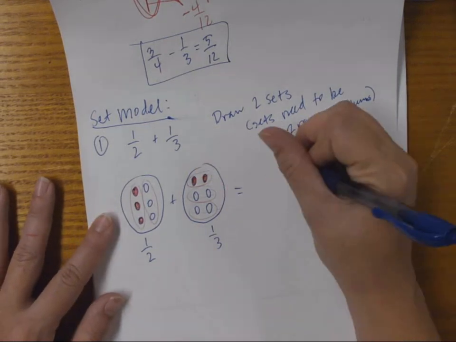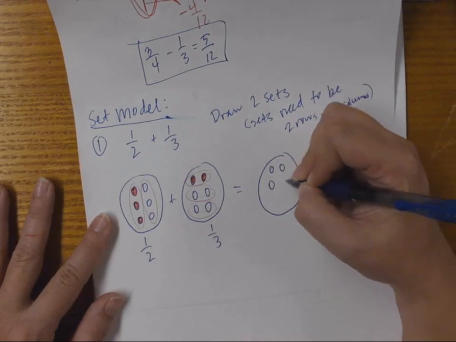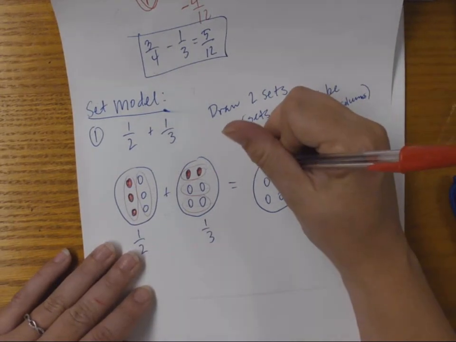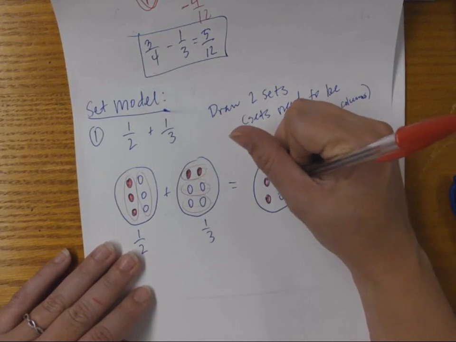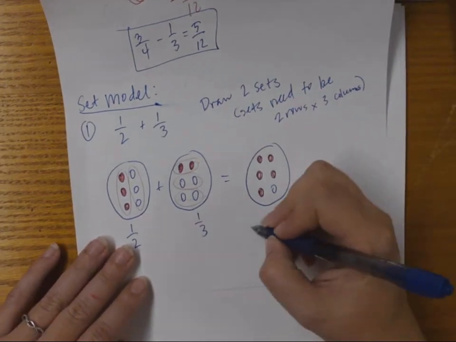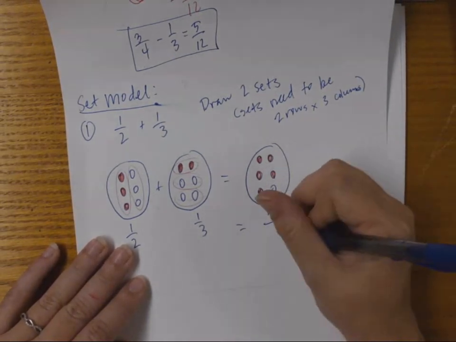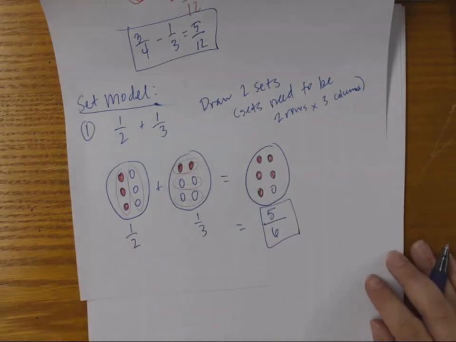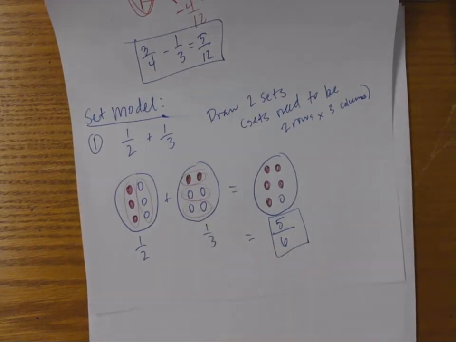Now when I add them together, my answer is still the whole circle with 6 dots inside. Let's see how many are going to be shaded. Let's shade in the 3 from the first set, and then 2 from the second set. How many dots are shaded? Well, 5 dots are shaded. How many dots do I have total? 6 make the whole. So it's a little bit similar to the area model. You just have to think through at the beginning how to divide up your sets.